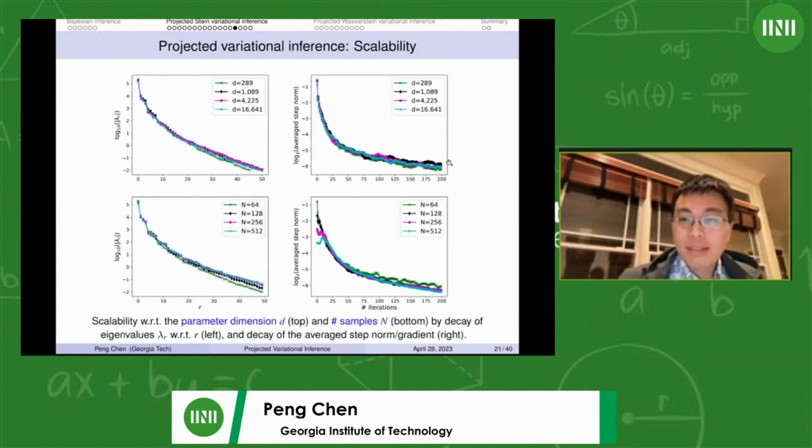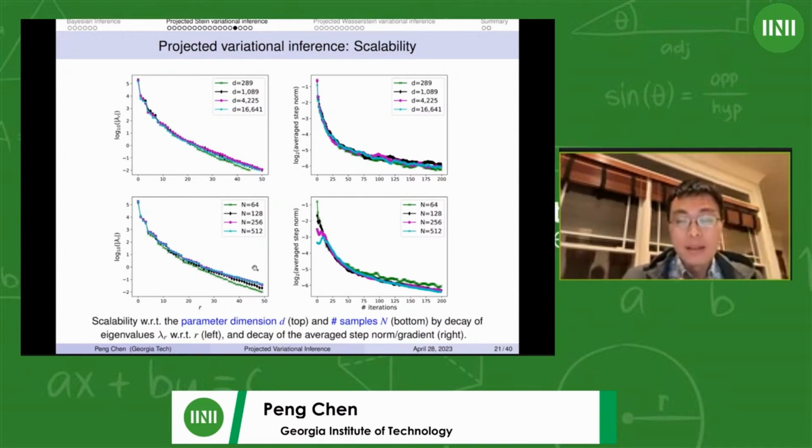So here's a test of scalability. Essentially, what if you enlarge the dimensions? Fortunately, the eigenvalue decay does not change much as you enlarge the parameter dimension from, let's say, 300 to 16,000. You can see the decay of the eigenvalues is pretty much the same with respect to different parameter dimensions. And also, this is with respect to different numbers of particles. If you use many more particles, the decay of the eigenvalues also stays pretty similar.